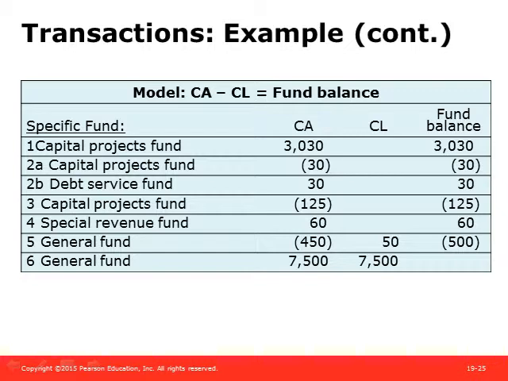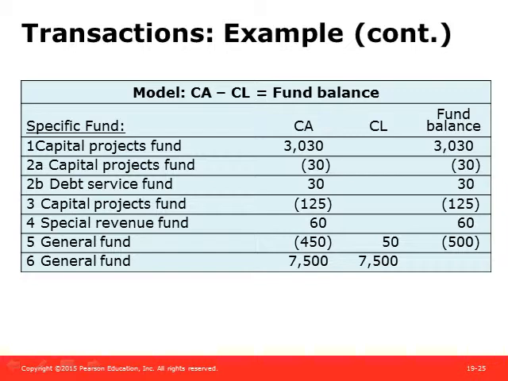And so if we go down item by item, we see that for the specific funds, the first item would be a capital projects fund. So we issued the general obligation bonds, par value of $3 at 101, so we issued at a premium and received $3,030, and that increased our current assets and increased our fund balance.